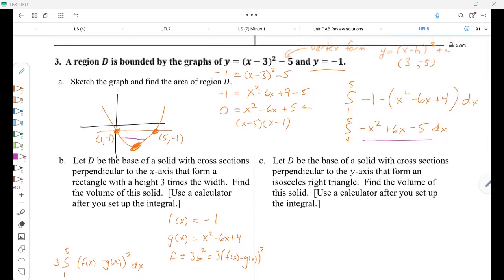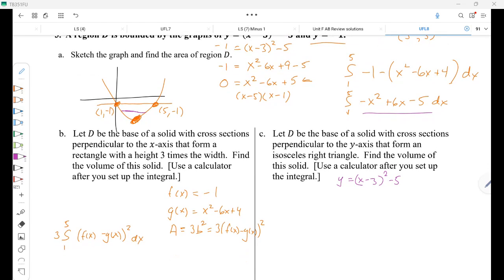What happens is we need to take y equals x minus 3 squared minus 5 and solve it for x. So we end up with y plus 5 equals x minus 3 squared. Taking the square roots of both sides, x minus 3 equals the square root of y plus 5.